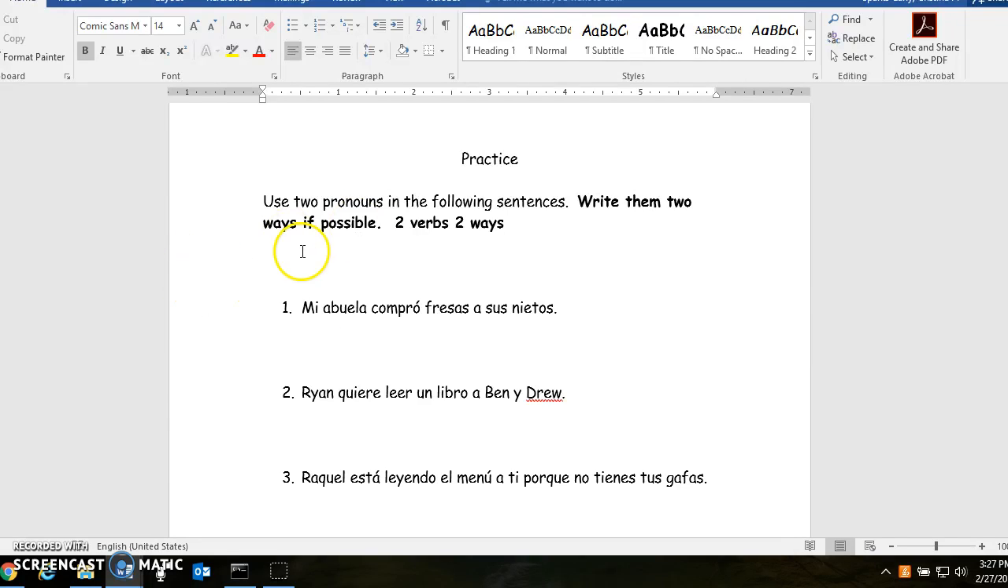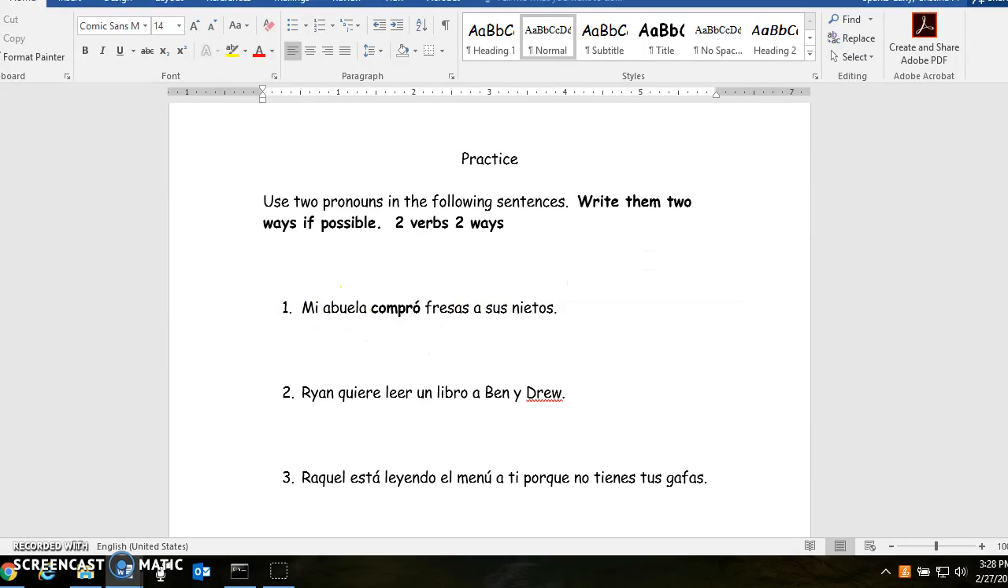So first thing we always want to do is find the verb. Here we go. Mi abuela compró fresas a sus nietos. Verb, compró. Just one. What did she compró? Fresas. For whom? A sus nietos. So fresas is the direct object. A sus nietos is the indirect object.